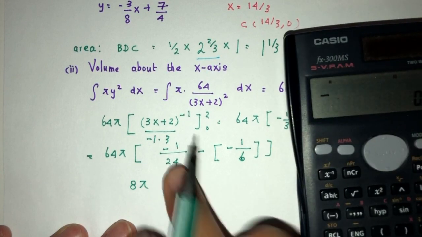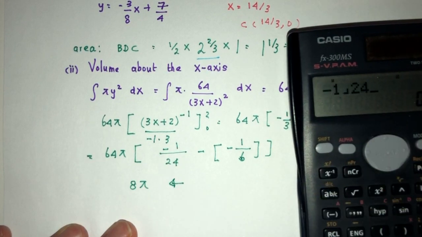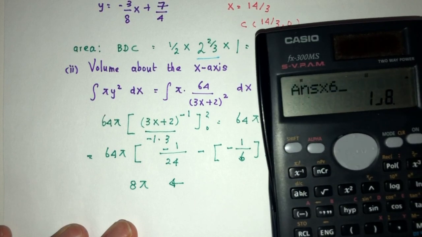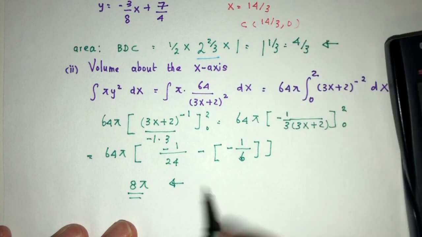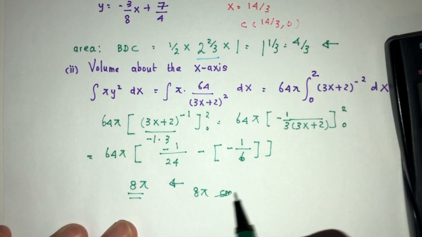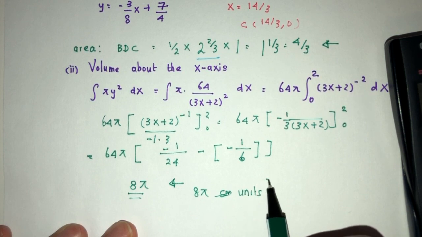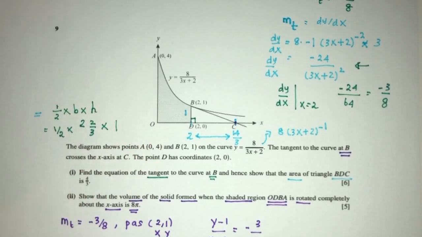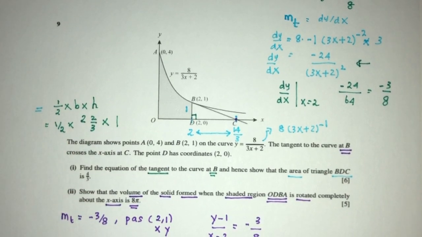So again, minus 1 over 24 minus 1 over 6 will be this value, and times 64, that will be 8. So 8 pi will be the volume required for your answer, 8 pi units cubed, for the volume of this area that we are rotating about the x-axis.